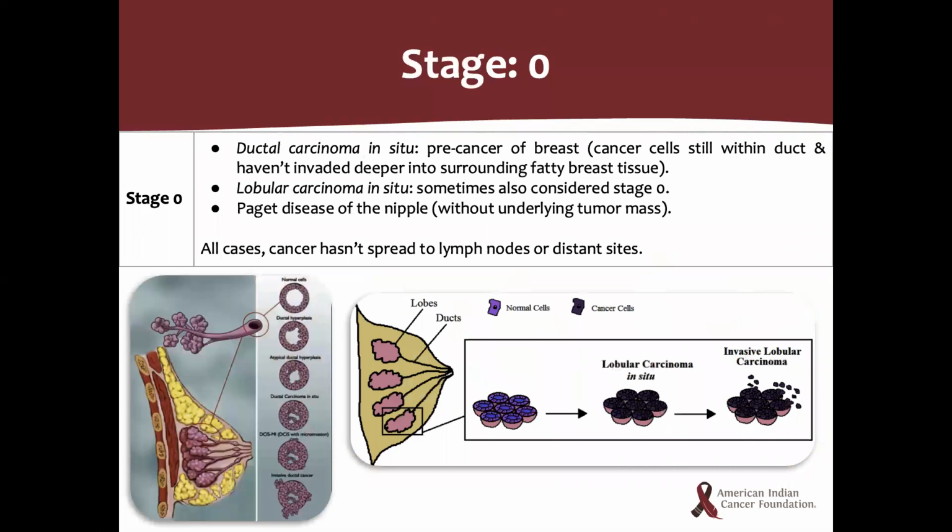So in stage 0, there are a couple different conditions that are considered to be stage 0 breast cancer. These are ductal carcinoma in situ, or DCIS, lobular carcinoma in situ, and Paget disease of the nipple. Again, ductal carcinoma in situ is a precancer of the breast where the cancer cells are still within the duct and they have not invaded deeper into the surrounding fatty breast tissue. Stage 0 can also be classified as lobular carcinoma in situ, and then Paget disease of the nipple without that underlying tumor mass. And in all cases, the cancer has not spread to the lymph nodes or distant sites.